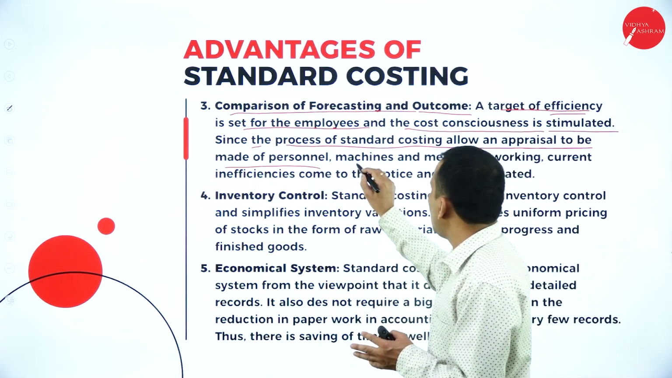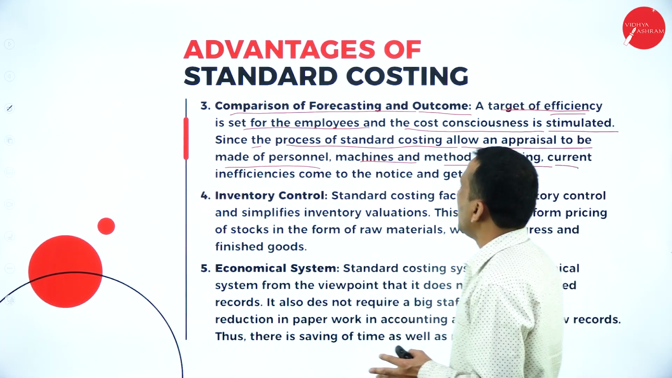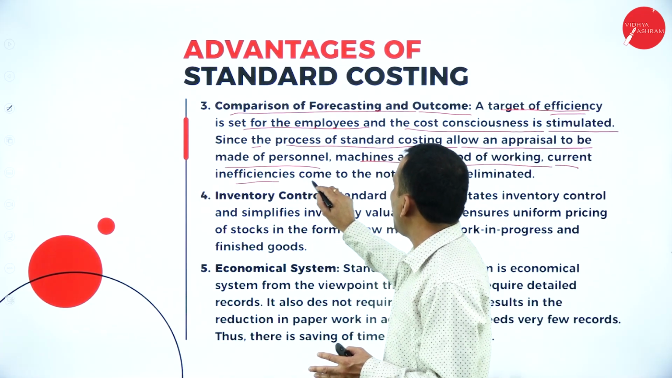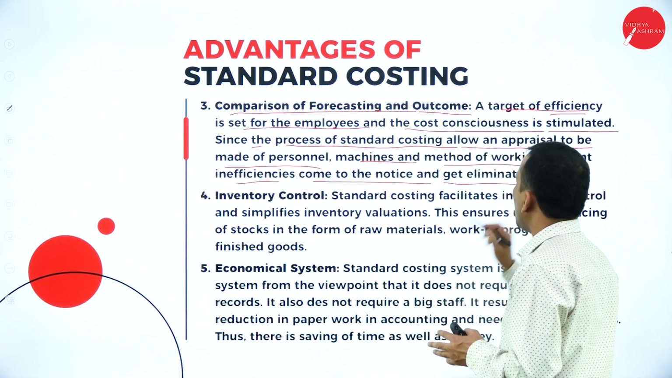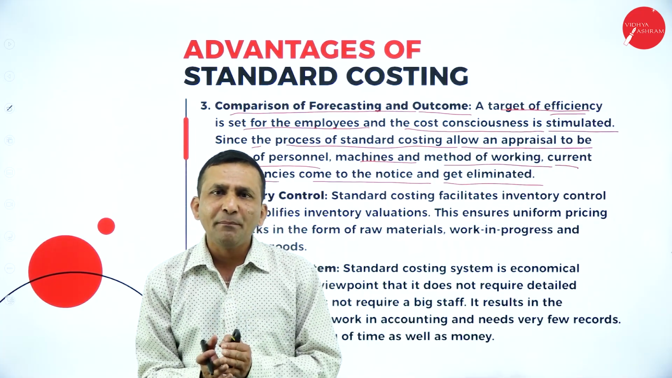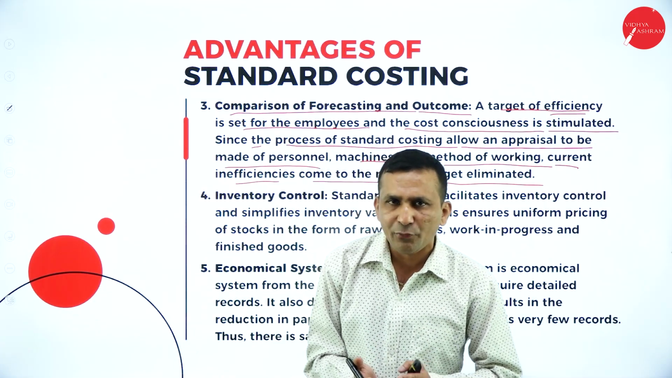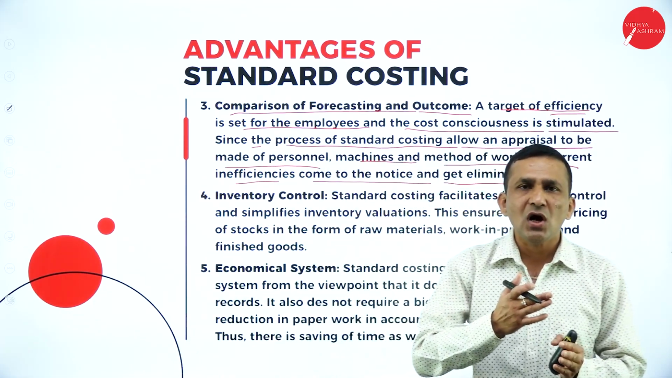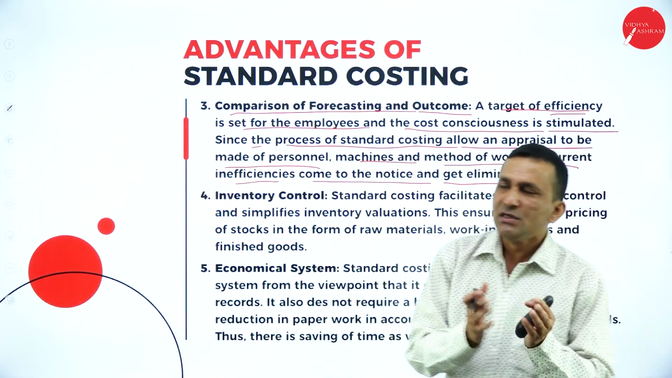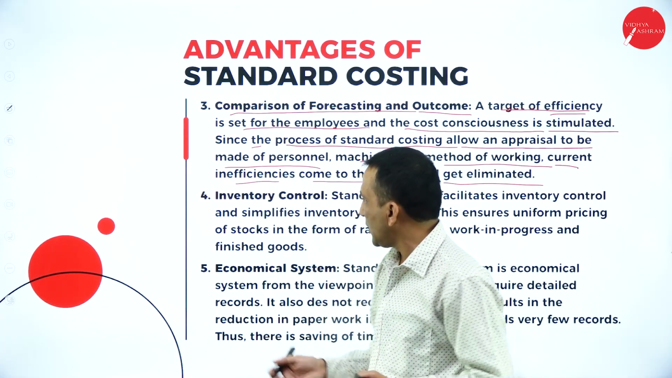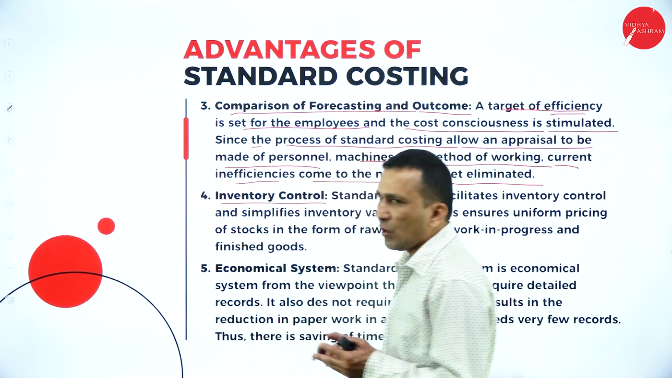Obviously the machine and method of working, the current inefficiency comes into notice, then gets eliminated. If you compare, obviously we can take a proper decision about what is not contributing to productivity, where the performance is not up to the standard. So immediately we are comparing, right? So that's what. Next one, inventory control.